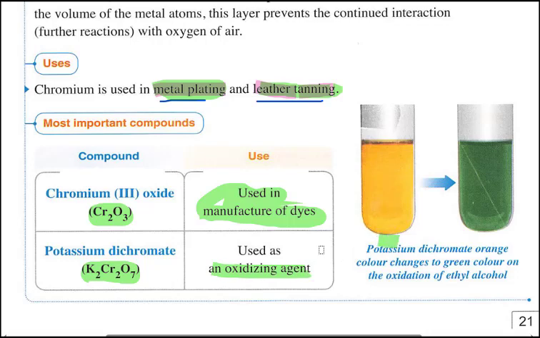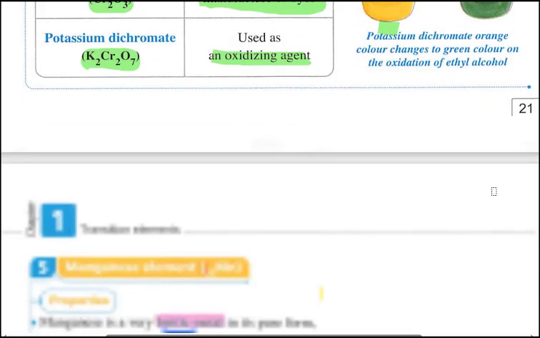Okay, so when we use potassium dichromate as an oxidizing agent, its color turns from orange to green.